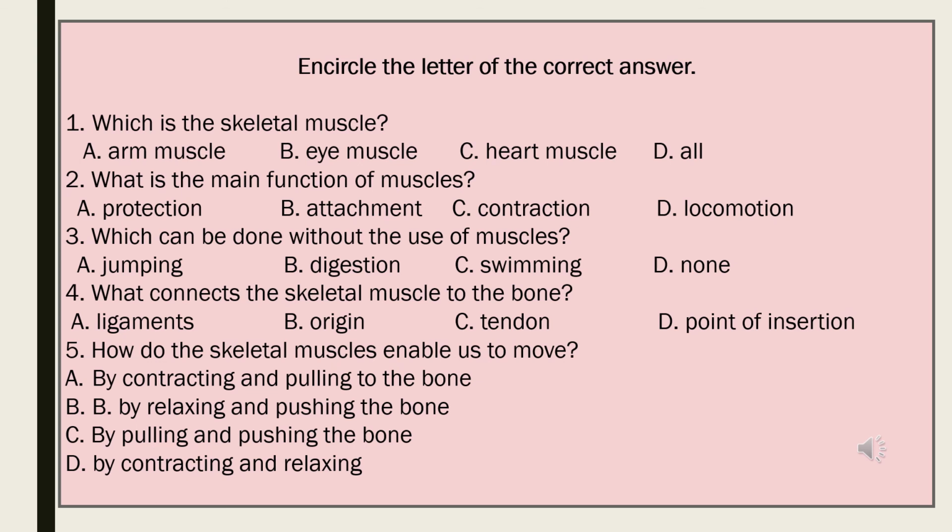For the last number, how do the skeletal muscles enable us to move? A, by contracting and pulling to the bone. B, by relaxing and pushing to the bone. C, by pulling and pushing the bone. Or D, by contracting and relaxing. Okay, you may begin answering.